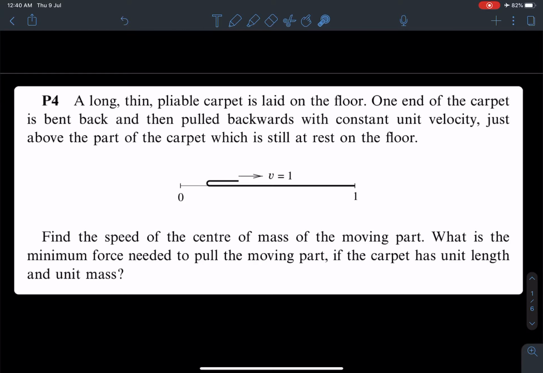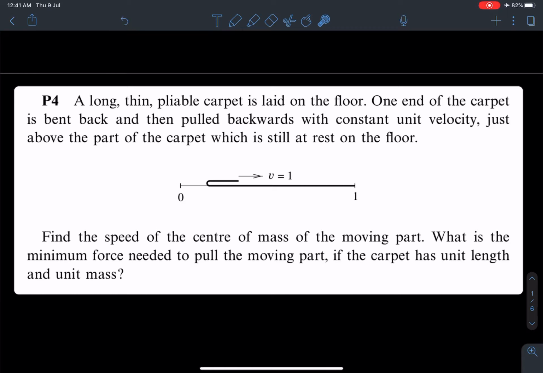Find the speed of center of mass of the moving part and what is the minimum force needed to pull the moving part if the carpet has unit length and unit mass. So this question is taken from 200 Puzzling Problems in Physics, and it's a very nice question.